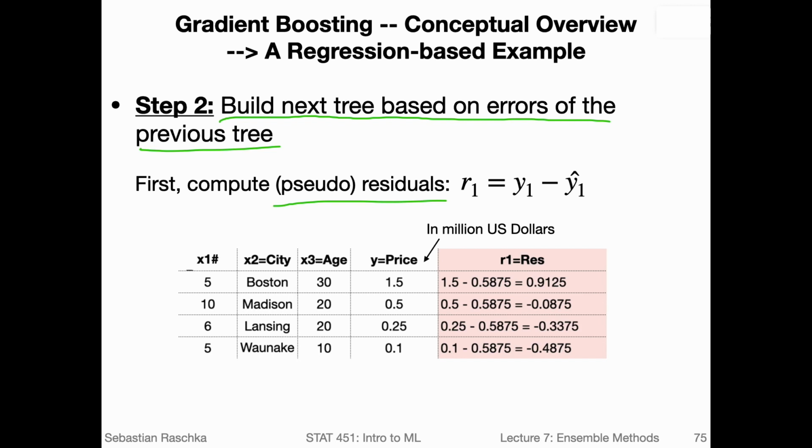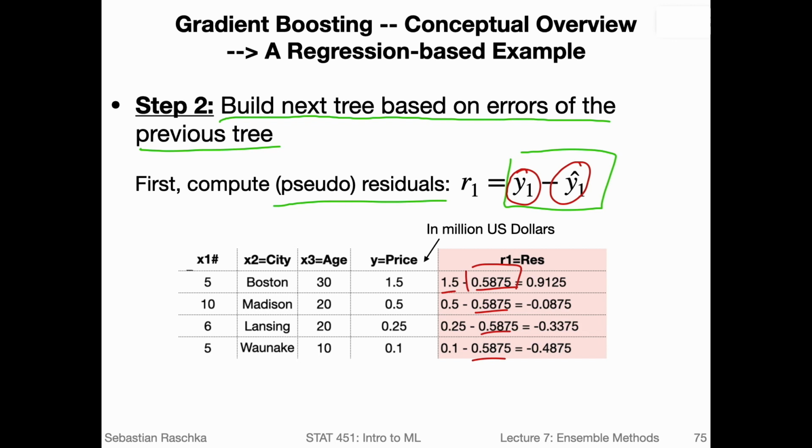Right now, consider the simple case of the pseudo-residuals as the difference between the true label and the predicted label. So the residual is computed as the difference between the true label and the predicted label, where this is the prediction by our root node. It's always the same, right?